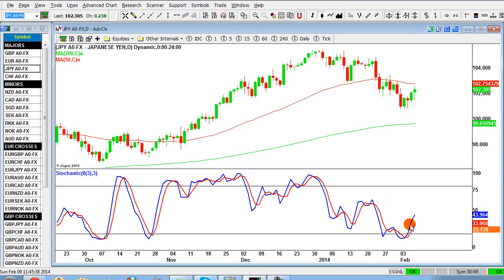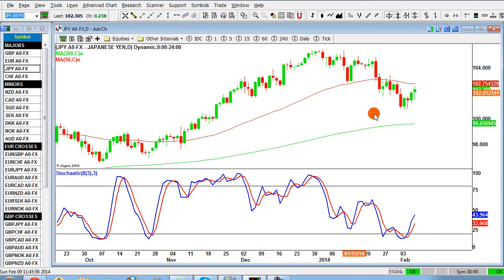But if you look at the stochastic, it's actually putting in a higher peak there in regards to its previous one. So this is actually what we call hidden divergence, where the price is putting a lower high and the stochastic has put in a higher high. So that is an indication that the trend wants to continue.